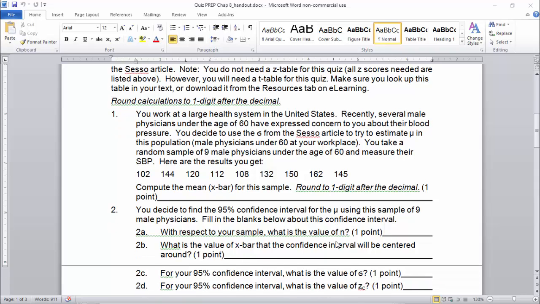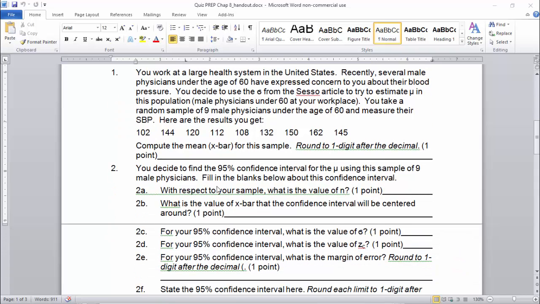All right, starting with question 1, you work at a large health system in the United States. And recently, several male physicians under the age of 60 have expressed concern to you about their blood pressure because you're a nurse and they come up to you and they're like, I'm worried about my blood pressure. And you're like thinking, you're pretty young, you're under 60. What are you worried about? But you get worried. You get worried because you're a nurse.